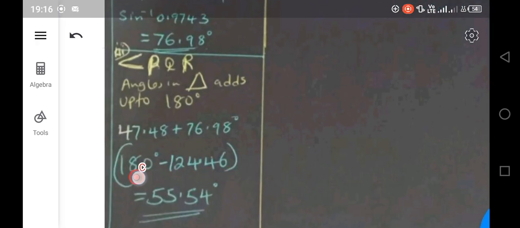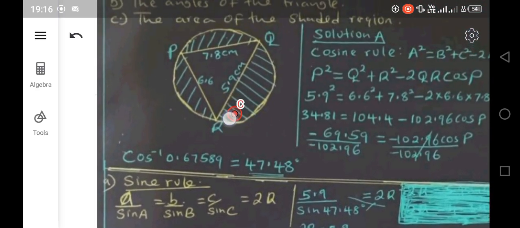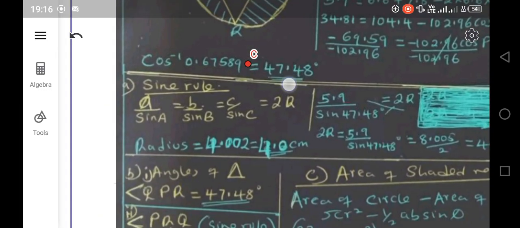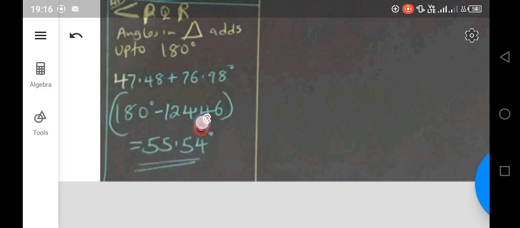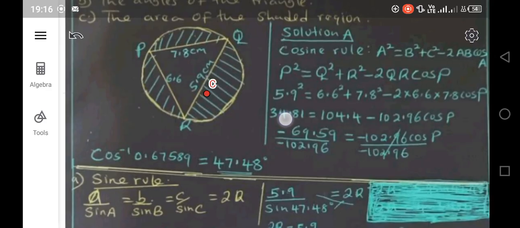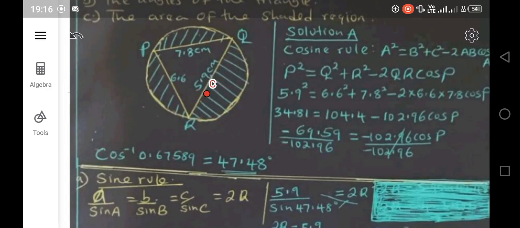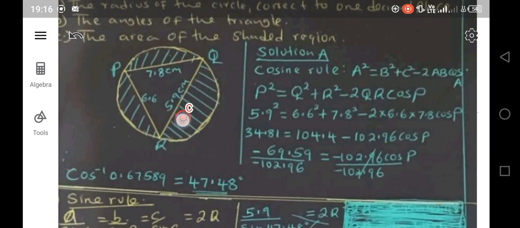When you do subtraction from 180, you find that this particular angle is going to be 55.54 degrees. The angle that is here, RQP, is 55.54 degrees. So when you add those angles in this particular triangle, you find that they add up to 180 degrees.